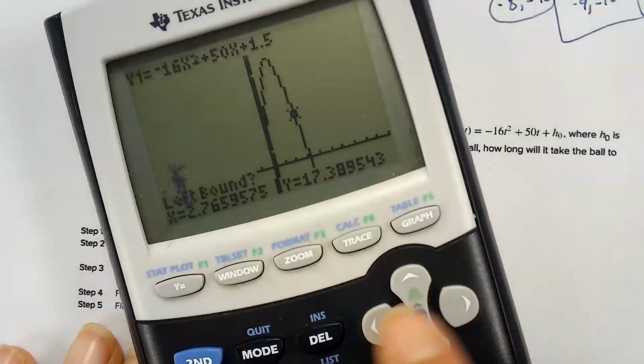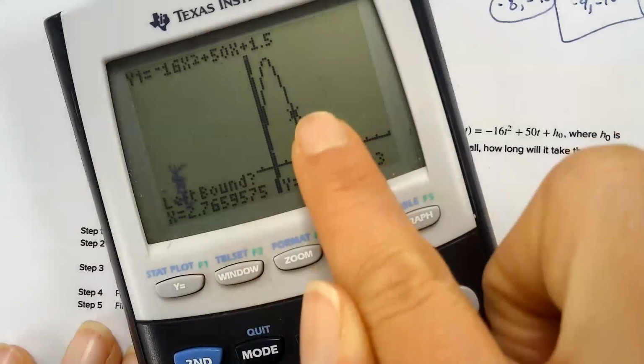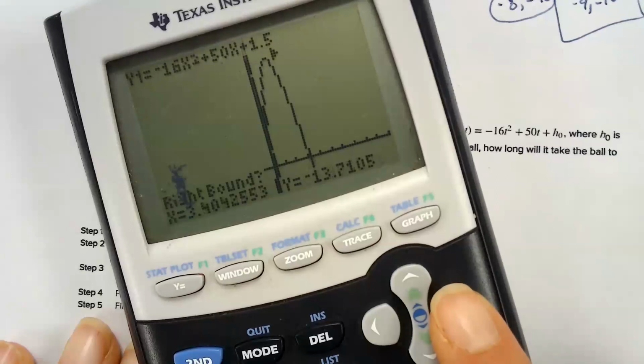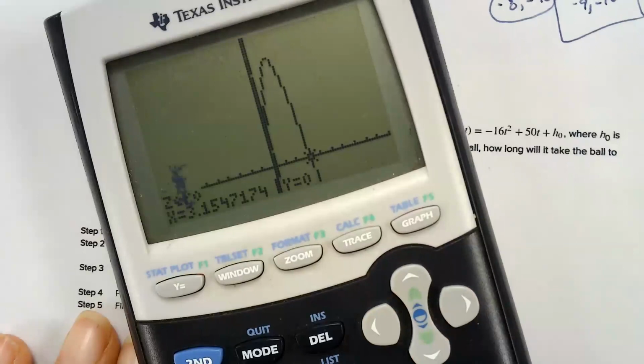Okay, you can see the cursor moving. Coming from the left, that's on the left side of this zero. I click enter. It says right bound, so get to the other side of it, click enter, and then guess where it is. So it's about right there. I click enter, and it's going to find it for me. It's going to tell me it's 3.154. Let's see what they found.